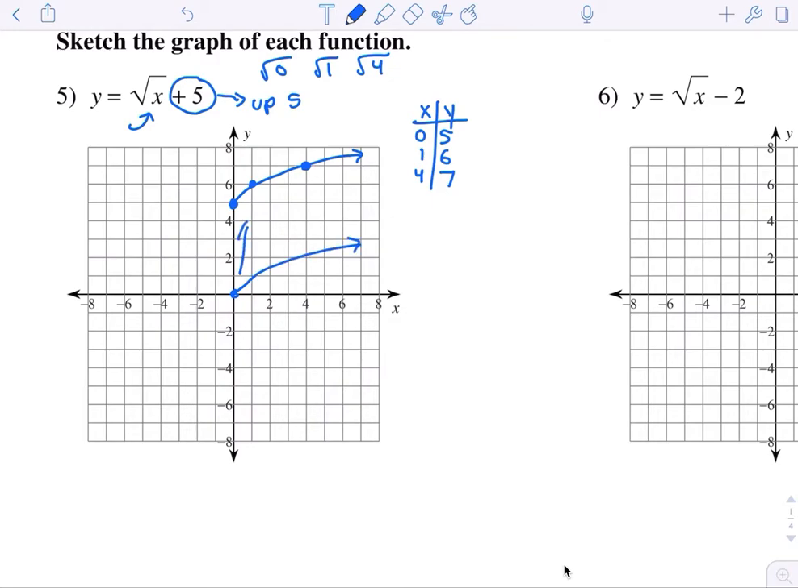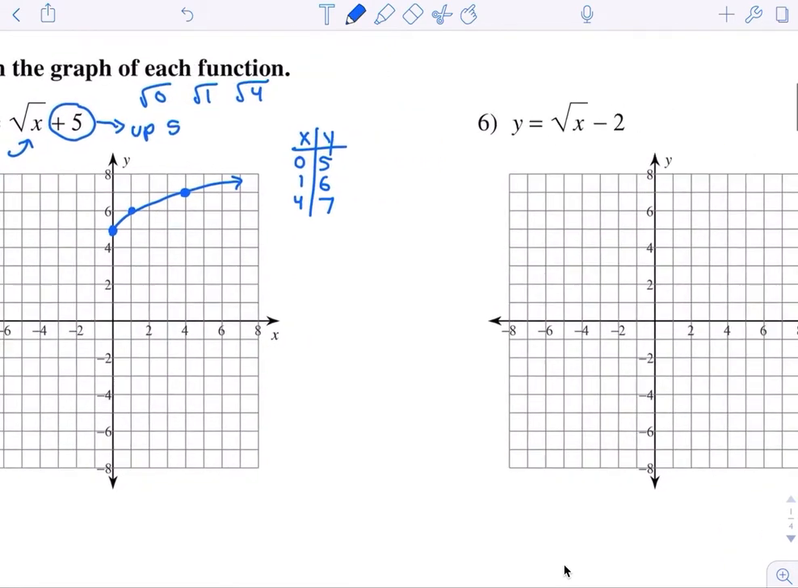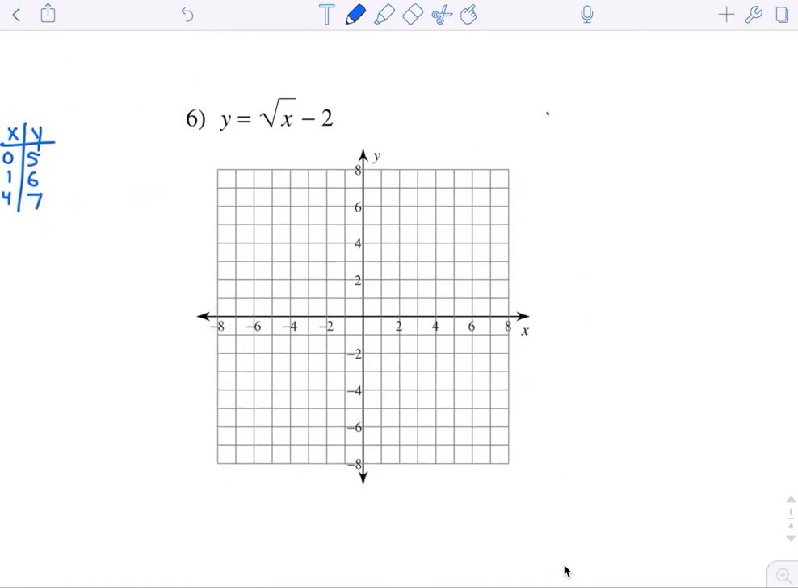It would have just gone up 5 units, which you know you've done it correctly. 6. These are all nice, you guys, because, right? Again, you guys are trying to get this, right? Well, plug in 0. Square root of 0 is 0. 0 minus 2, negative 2. Plug in 1. Square root of 1 is 1. 1 minus 2, negative 1.